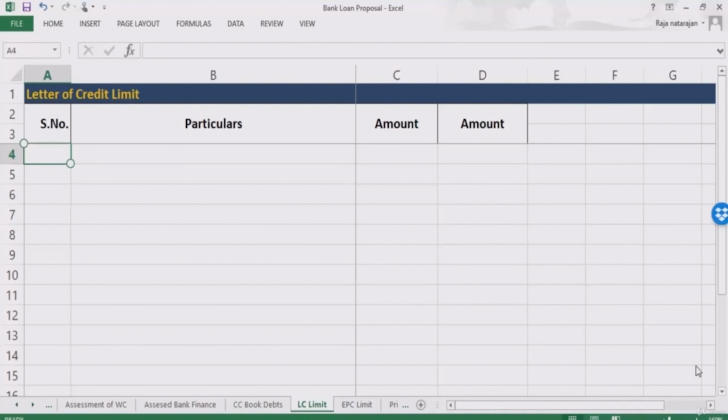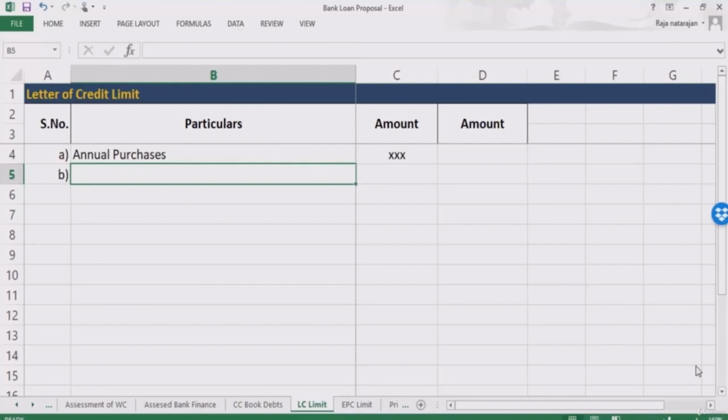It is purely linked with purchases. So first let's capture what will be annual purchases. But not all purchases will be made on credit. There will be some cash payment, there will be some advance payment, there will be some purchases on credit without LC also. So we should know how much purchases are expected to be made under LC.